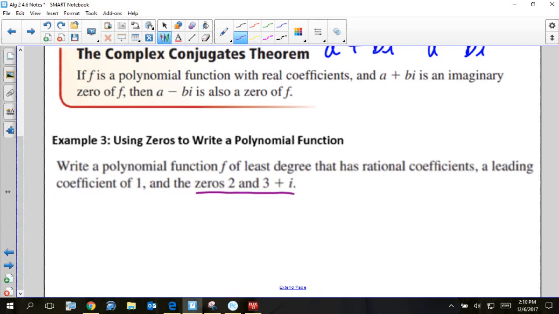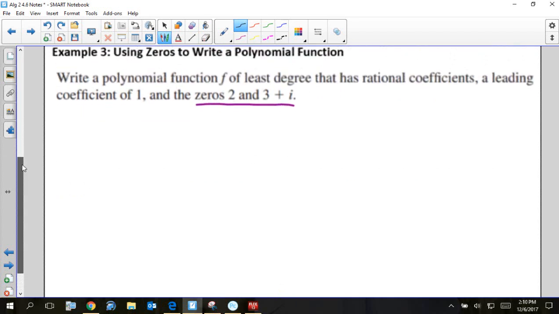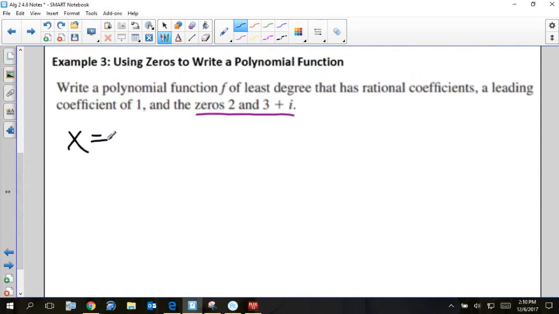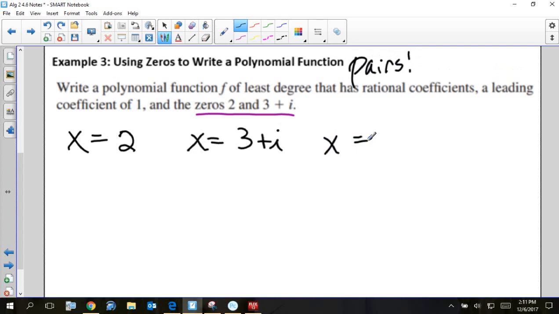So I'm going to go through what I taught on Friday. We're going to first write what x can equal. x can equal 2, and x can equal 3 plus i. And then you have to use the complex conjugate theorem that says if you have a radical, they come in pairs. And i is a radical, so it has to have its conjugate there. The imaginary numbers are never by themselves. Always pairs. So I have to have a third one. What will my third one be? 3 minus i, the conjugate of 3 plus i.